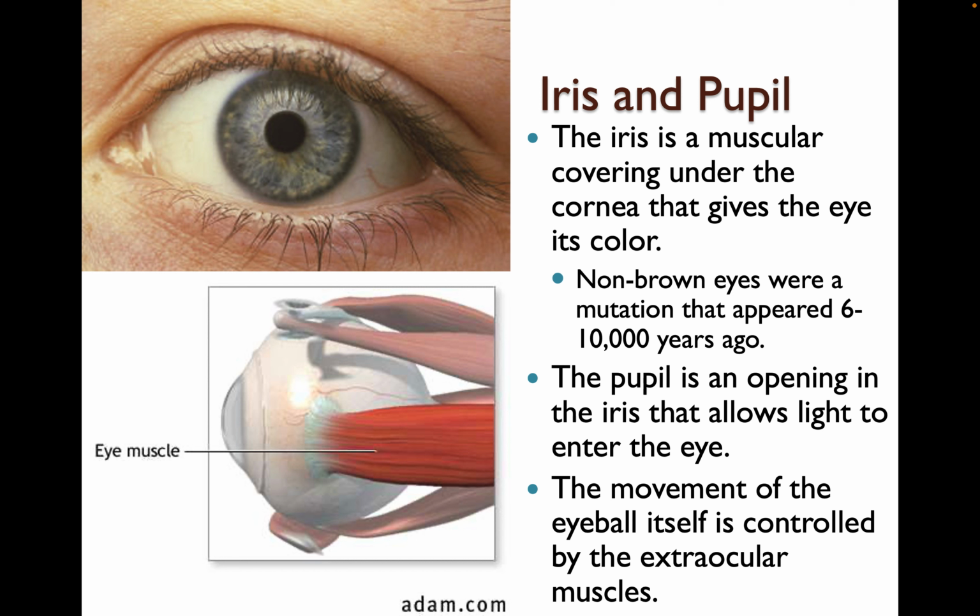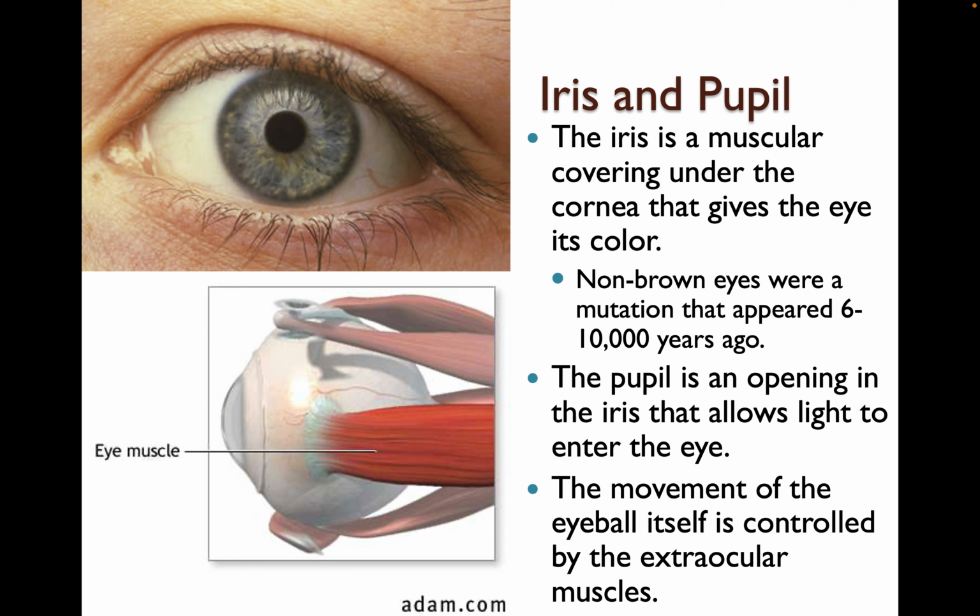Non-brown eyes were a mutation that appeared sometime between 6,000 and 10,000 years ago. So 11,000 years ago, everybody had brown eyes. And at that point, something happened. A mutation occurred, and people started having blue eyes and gray eyes and different colors of blue, green eyes. The pupil is an opening in the iris that allows light to enter the eye.